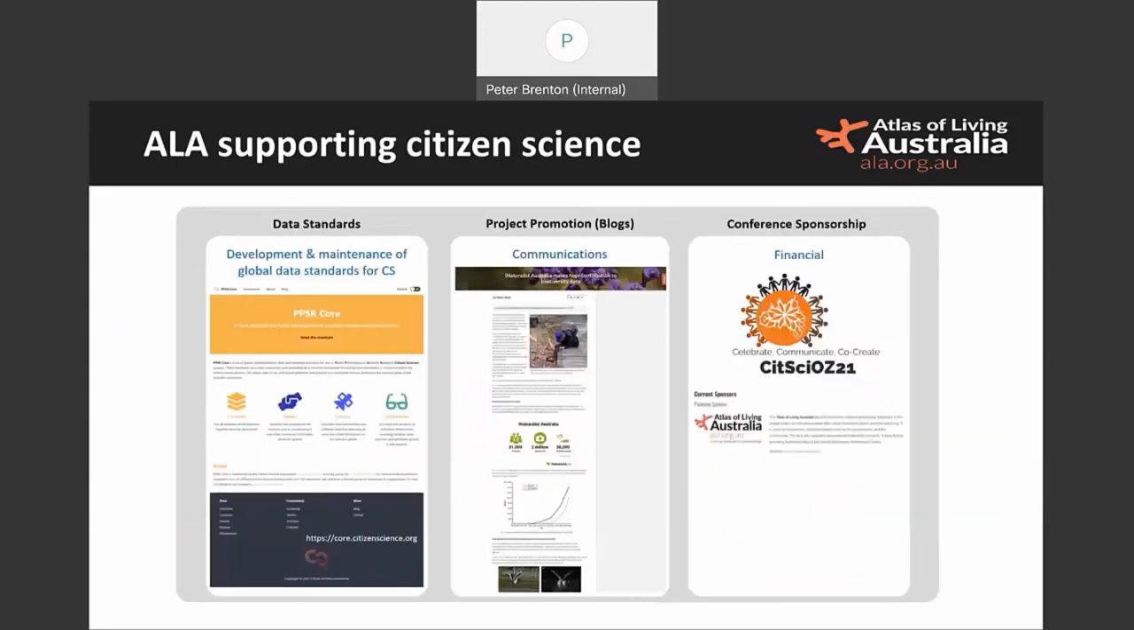We also provide a significant amount of input into global standards for citizen science, and in particular the development of the PPSR Core standard. PPSR stands for Public Participation in Scientific Research, and it is intended as a core data schema and standard for citizen science projects across all domains.